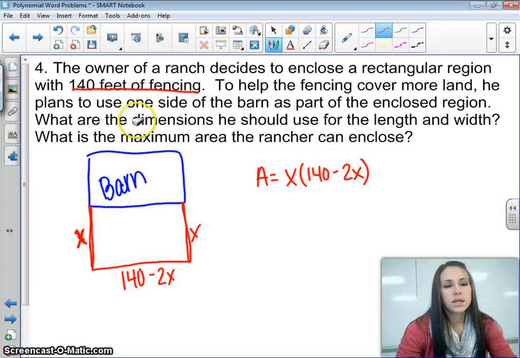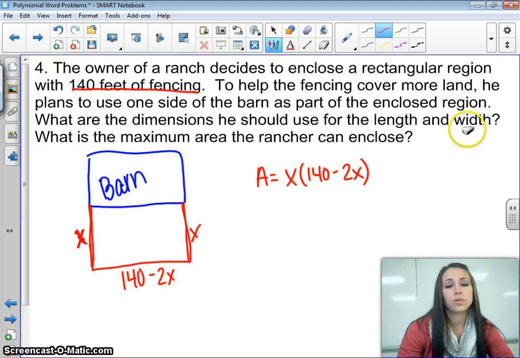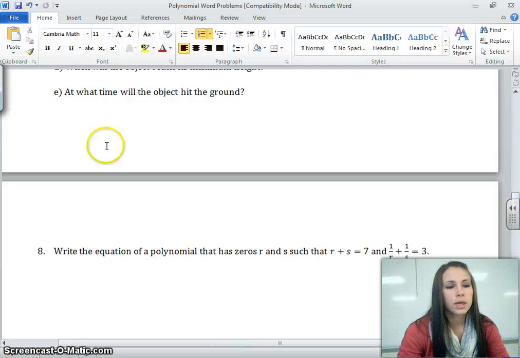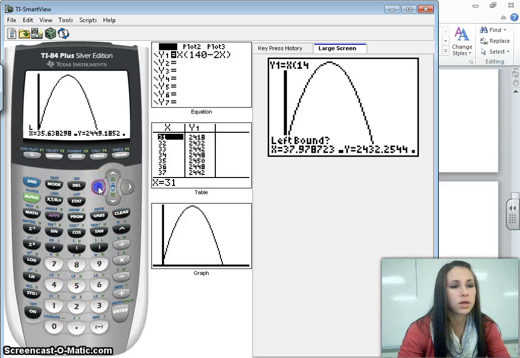Now, like I said, I'll make sure that problems that I give you are worded better, but what I want you to find on this one are the dimensions you should use for the length and the width that create that maximum area. So what I'm going to do is go to this function and find the max. That's the first thing. So I'm going to go to the left and the right.